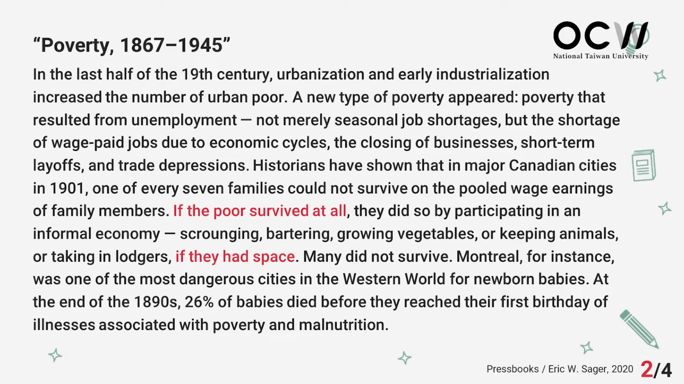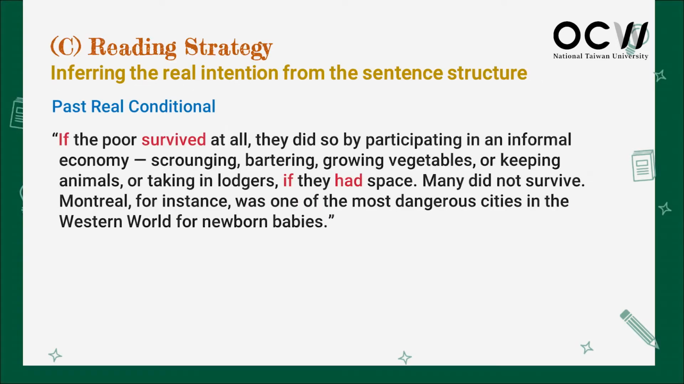And so we're going to be looking at the midsection of paragraph 2. There's an interesting parallel grammatical structure. If the poor survived at all, they did so by, and they give several examples. If they had space. This repetition of a particular grammatical structure, what does it tell us? When we think about the word if, it means it hasn't happened. They are pretending it happened. And so the grammatical structure we're looking at is called past real conditional. Essentially, we're inferring the real intention of the author from the sentence structure that we're seeing on the screen right now. So let's look at how this text actually conveys the real intention of the author.